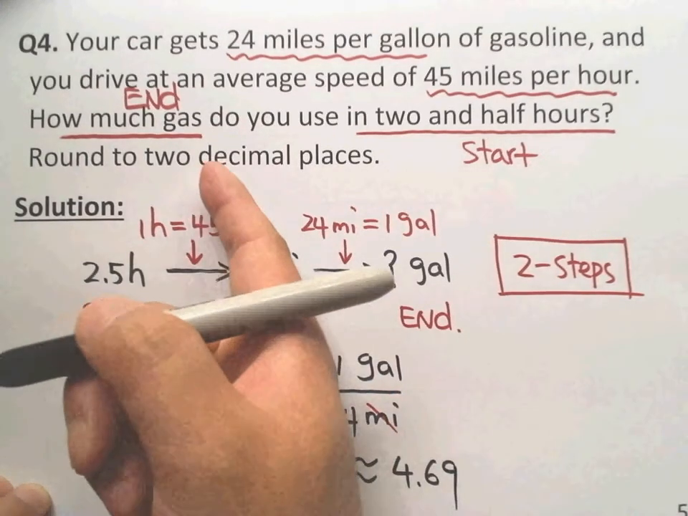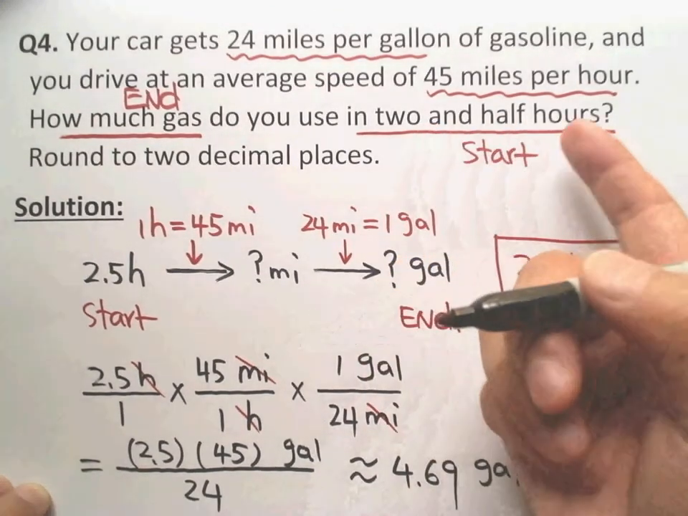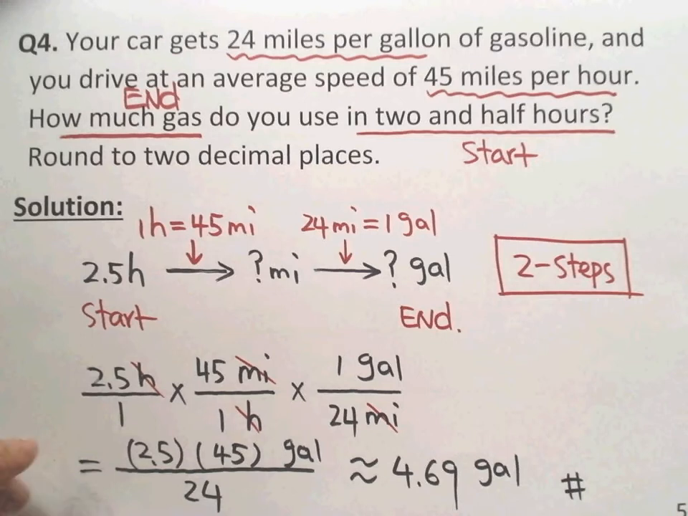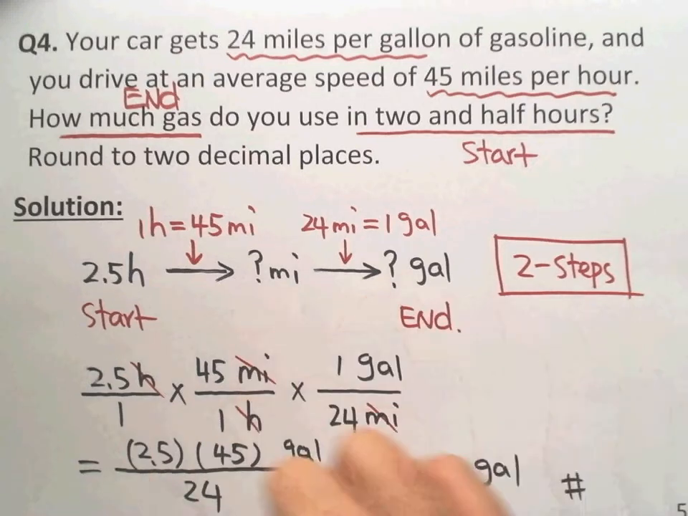Now you do the calculation, use your calculator. This number times this over this, I get 4.69 because it asks for 2 decimals. What's the unit? Gallon. Which means what? Well, finally for 2.5 hours, I know I will use this many gallons. So if you know the price of the gasoline, I can estimate how much money I need to pay for this gas, right? Okay, so this is a question.